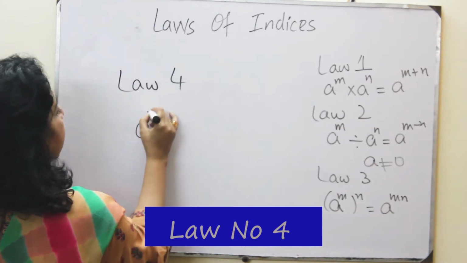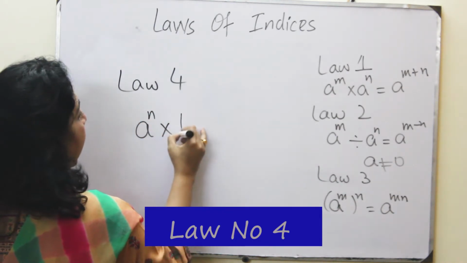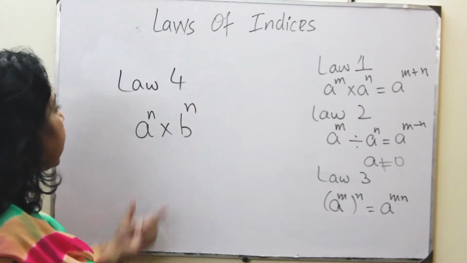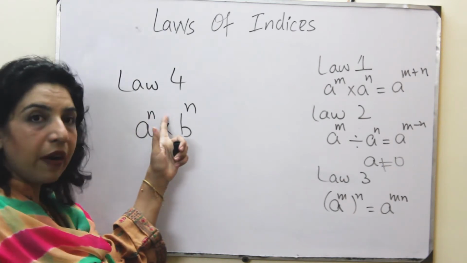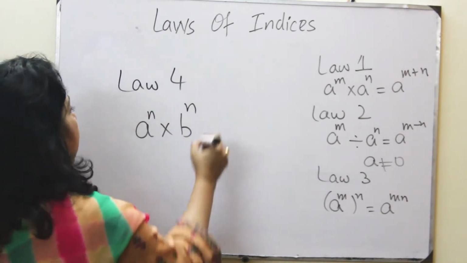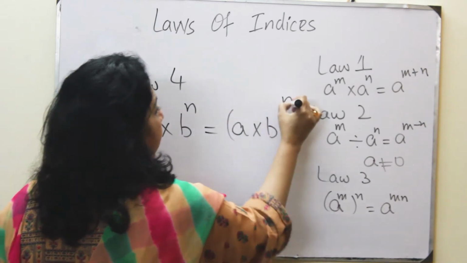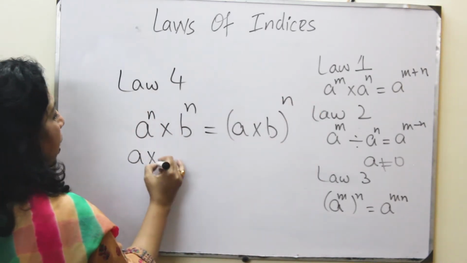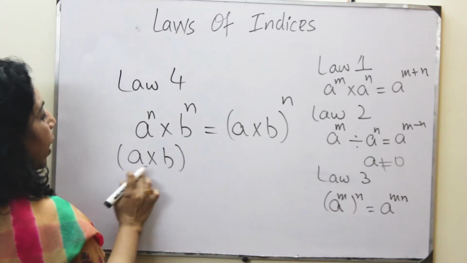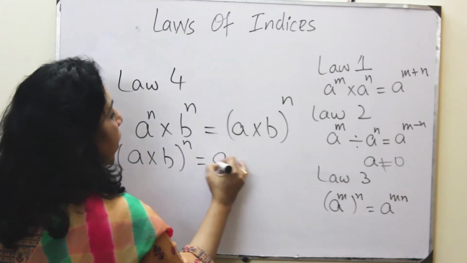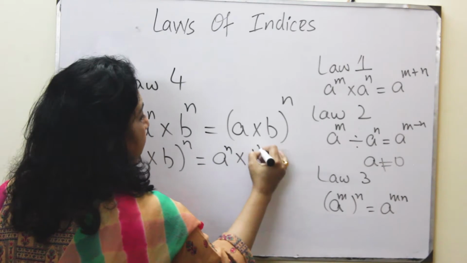Law 4 is if we have a power n and b power n. Notice in this law you have power same but the base is different. The answer will be a cross b raised to power n. You can also use this law like this, that if you have a cross b raised to power n, you can write the power separately.